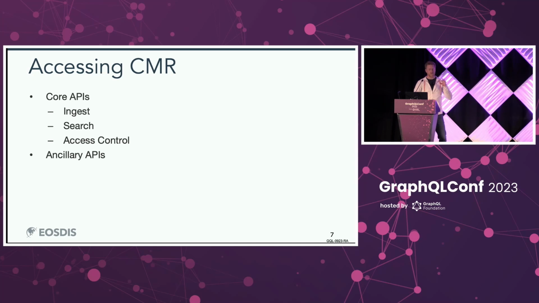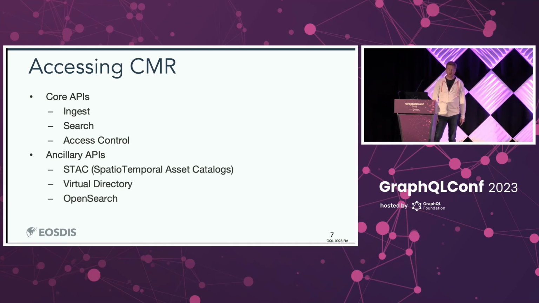Then we have a couple of ancillary APIs that we currently use. STAC, so this is similar in a way to GraphQL, where the science community is looking for a particular API standard to fall back on for all of our machine-to-machine operations. So that's STAC, the Spatiotemporal Asset Catalogs. That allows people to search for spatial and temporal information in a very known and spec-based way. Virtual directory and OpenSearch, less important, but just noting that we have additional APIs that are using data stored here.